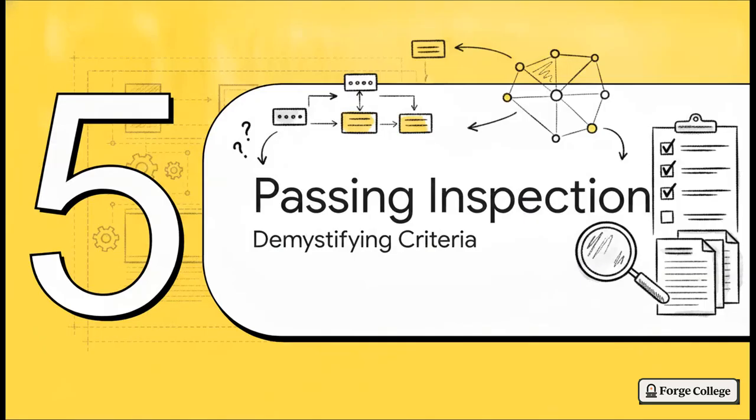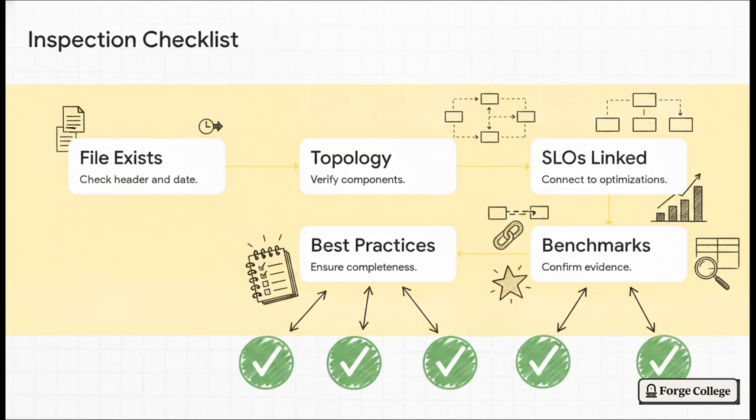All right, Section 5, Passing the Inspection. Your draft is generated, so now what? Now we run a lightweight, 5-minute internal review. Just a quick checklist to make sure we hit all the acceptance criteria before handing it off. 1. Does the file actually exist? Kind of important. 2. Is the deployment topology in there? 3. Are all your SLOs properly linked to optimization choices? 4. Is the benchmark evidence present? And 5. Are the best practices fully fleshed out? Just check them off. If you're all green, you're ready for the next step.